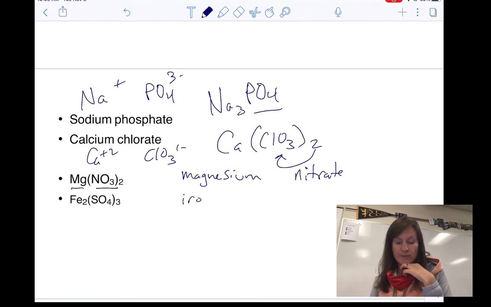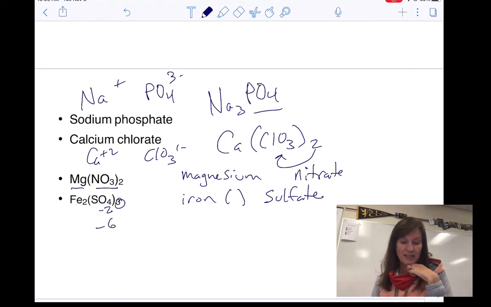Fe is iron. And in this one, I am going to need a Roman numeral because iron is not in one of those first 2 columns. SO4, if I look at the back of my table, is called sulfate. Given that each sulfate is a 2-, and I have 3 of them for a total of 6-, that means the iron is going to have to add up to +6, and since I have 2 of them, the iron charge is 3.